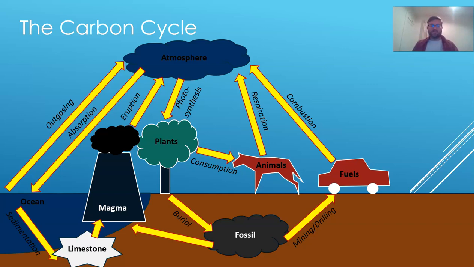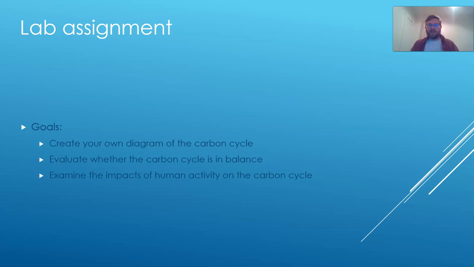So what you're going to be doing in your lab assignment is first you're going to be creating your own diagram of the carbon cycle. You're going to be drawing out the stocks and connecting them with flows, and you're going to be putting some numbers to these. So in my little diagram, I just had a bunch of arrows. It didn't show you really how much carbon was in each of those stocks and how much was flowing from one stock to another. You're going to put some numbers to it in your lab assignment, and then you'll be able to use those numbers to evaluate whether the carbon cycle is in balance or not.